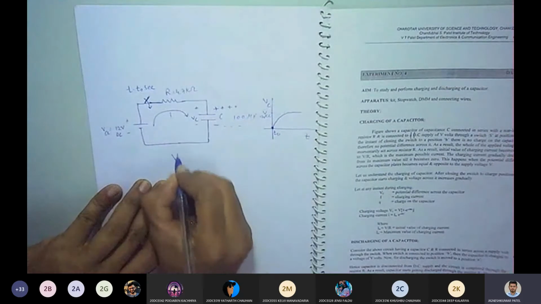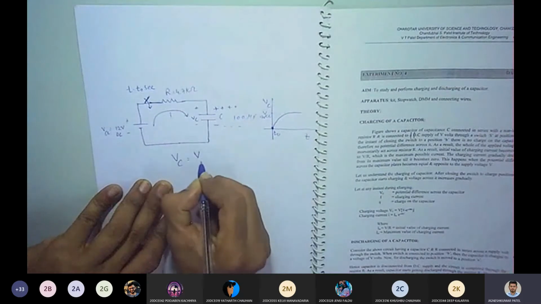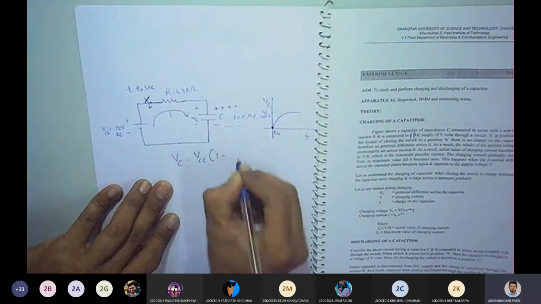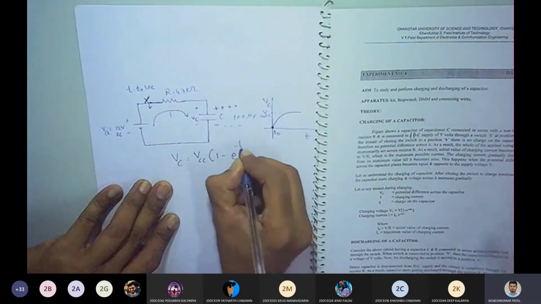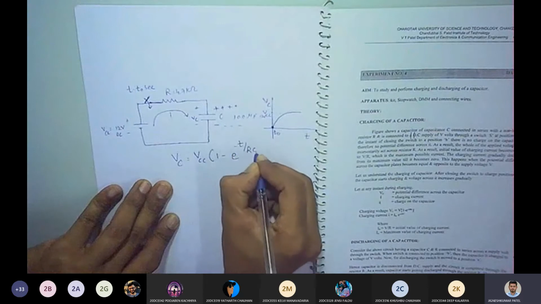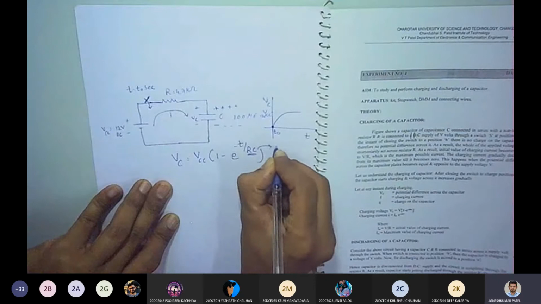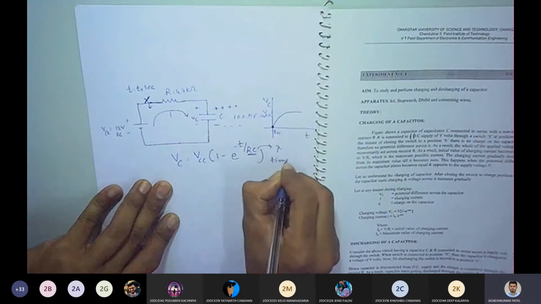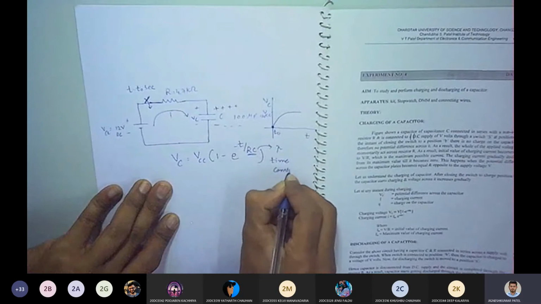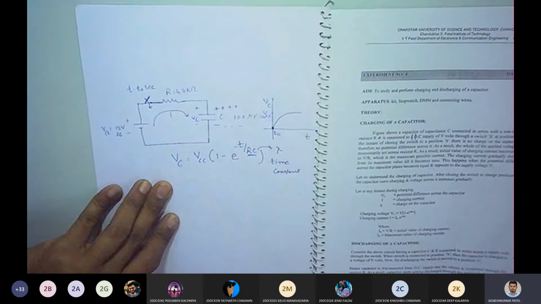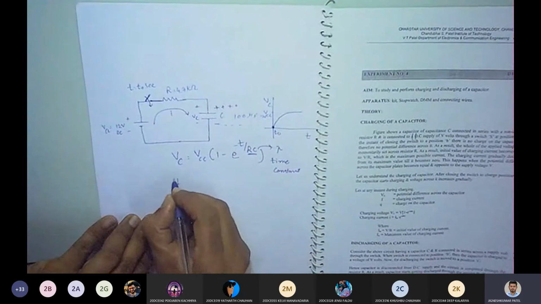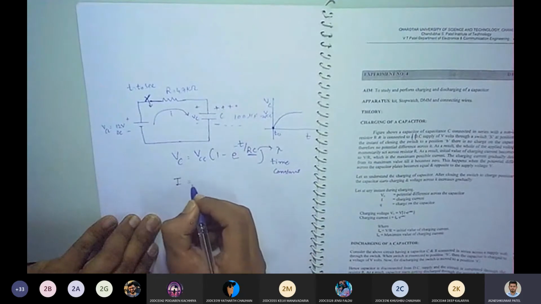And what is the equation? VC equal to, if you remember, VCC, in bracket 1 minus e raised to minus t by R into C. And this RC we can say is tau, or the time constant. So this is the equation.